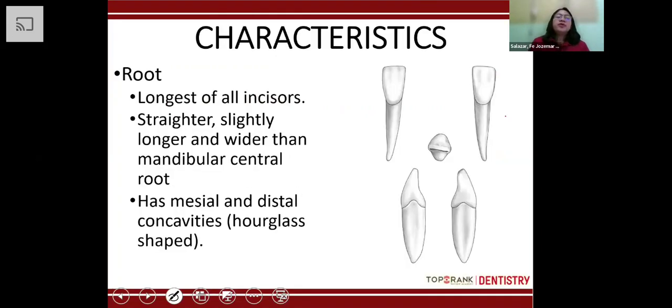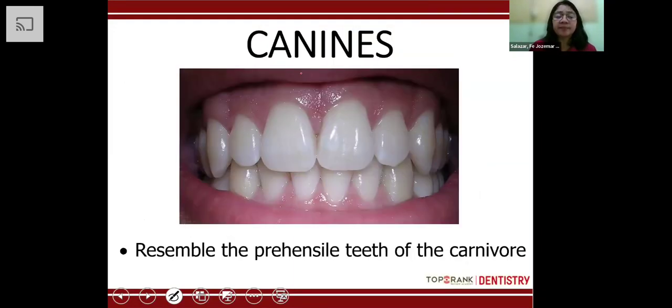Okay. Root: longest root among incisors only, not overall. It's straighter, slightly longer, and wider than your mandibular central root. It has mesial and distal concavities, giving it an hourglass shape.